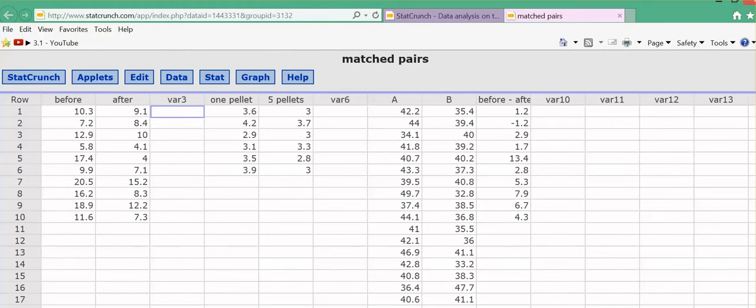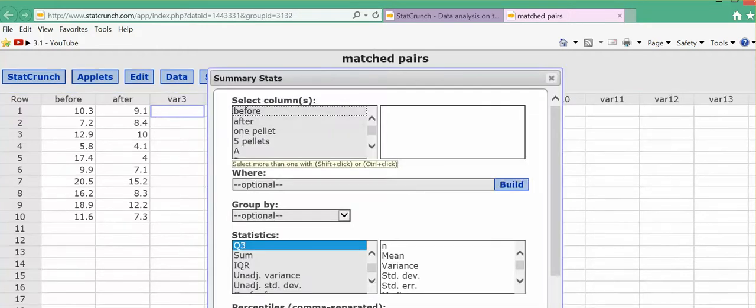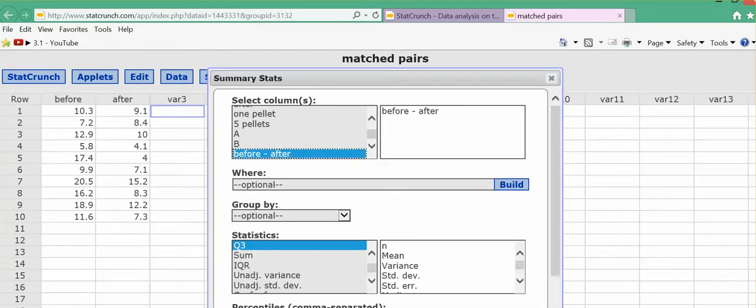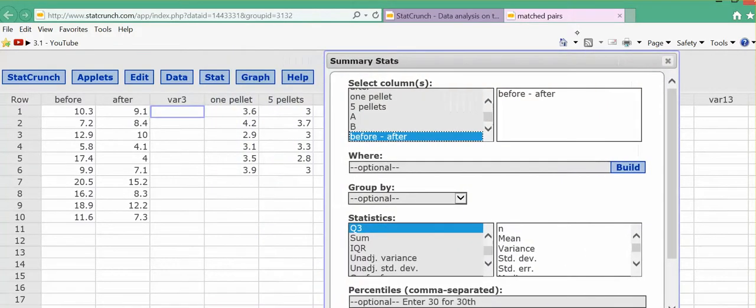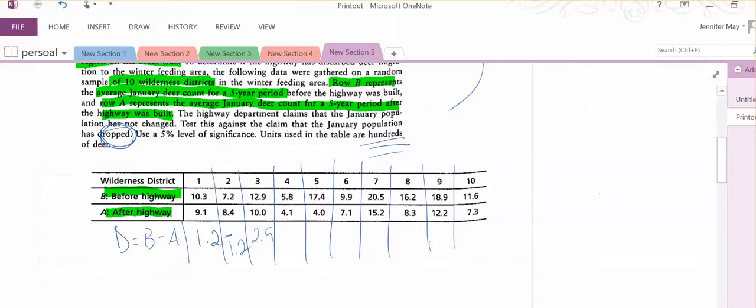And what I need from that is what is the average difference. So we can do that in StatCrunch by clicking on Stat, going to Summary Stats, going to Columns, and choosing the column we want the statistics on. So once we've done that, we come in and we click on Compute, and we need the information that we see on the screen. We need the mean is 4.5, and the standard deviation is 4.1226.